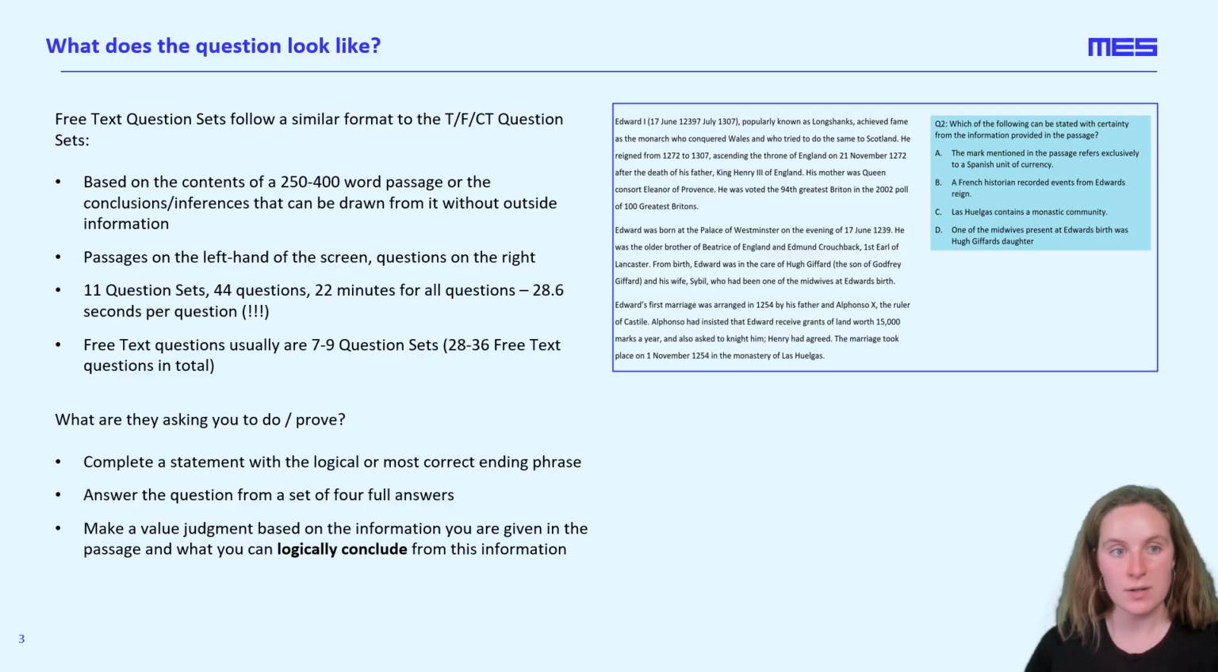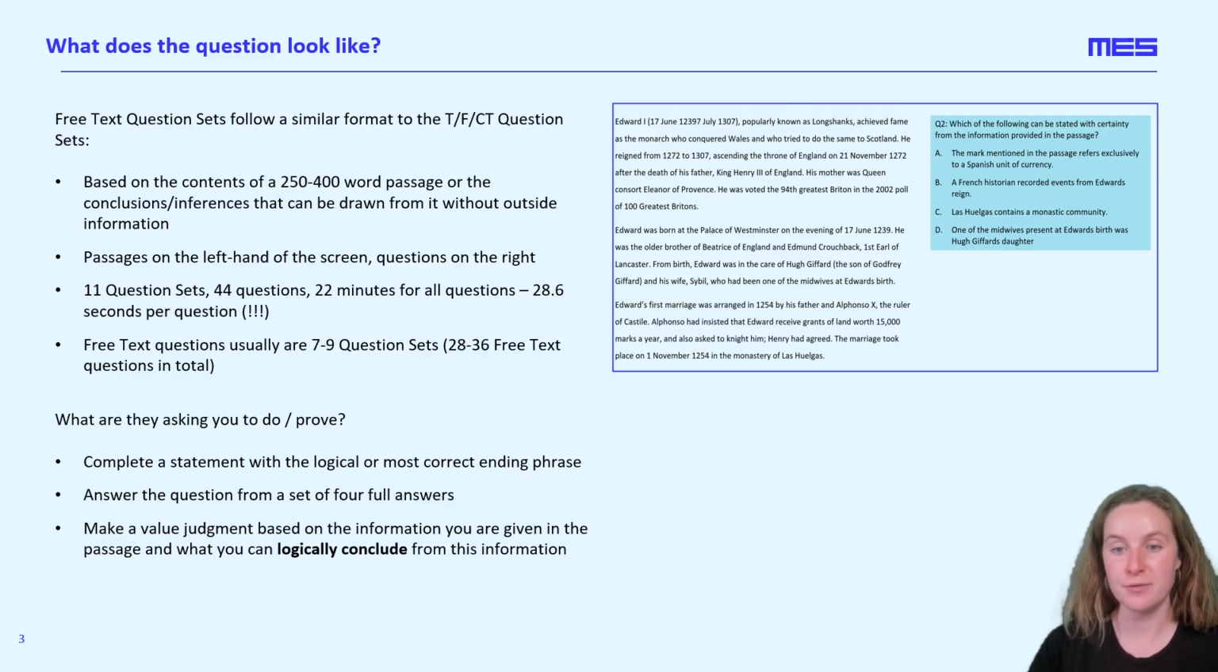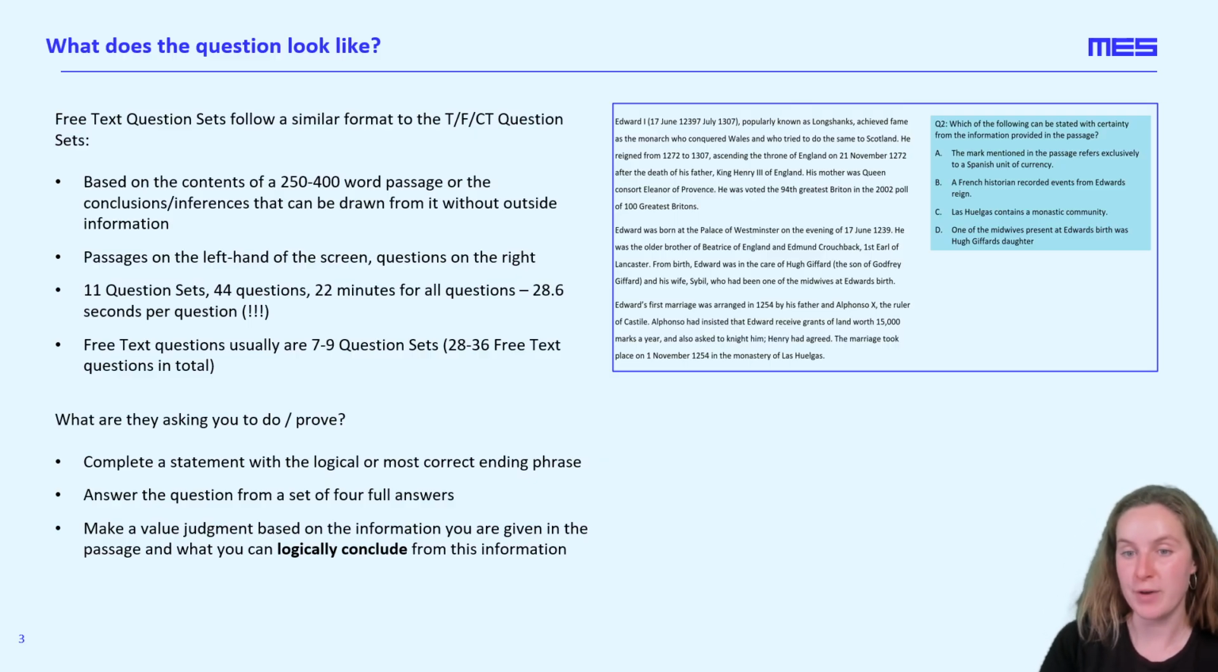The free text question sets follow a similar format to the true, false, can't tell question sets. Those are the two options of question sets that you have for the verbal reasoning section. It's based on the contents of a 250 to 400 word passage or the conclusions or inferences that can be drawn from it without any outside information. Passages are on the left-hand side and questions are on the right-hand side. For each, there are 11 question sets, 44 questions, 22 minutes for all questions. That means 28.6 seconds per question, which is not a lot of time.